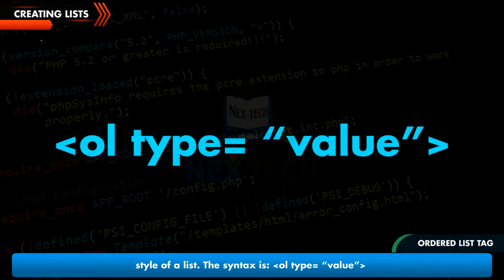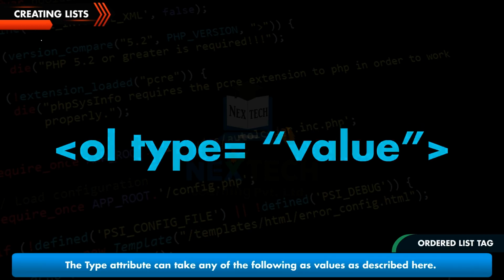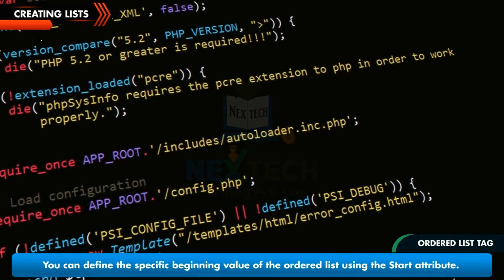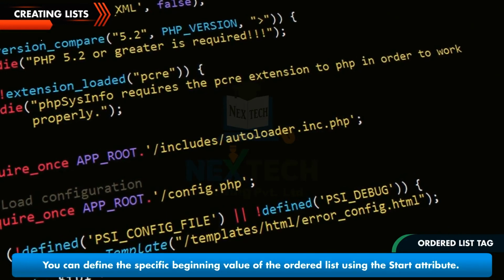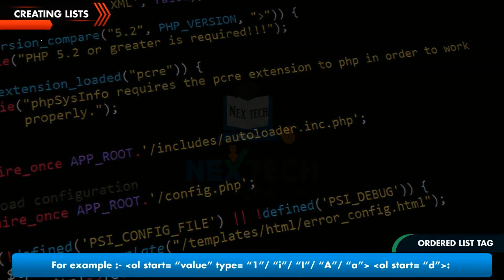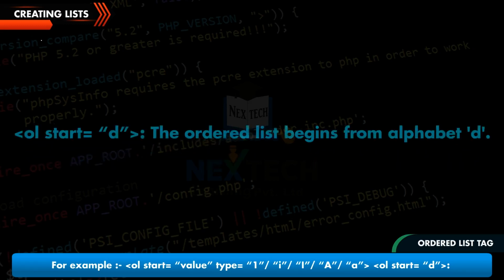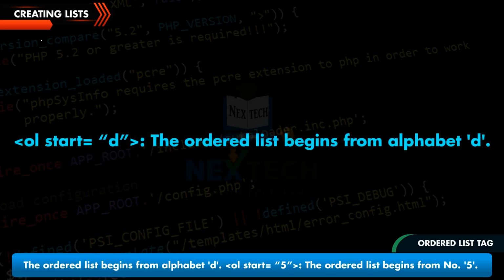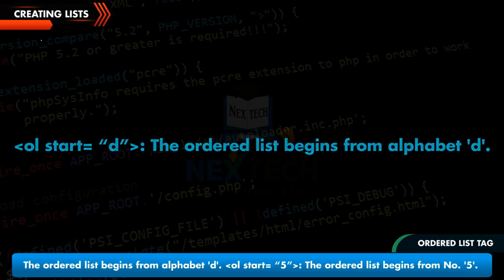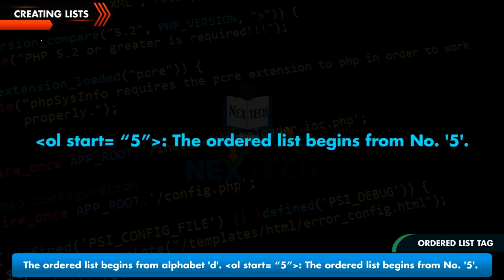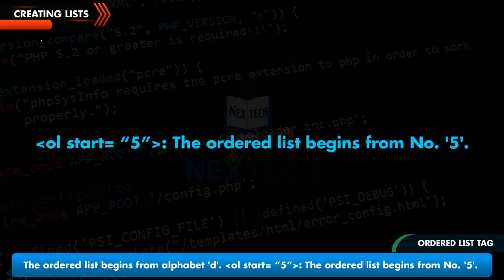The syntax is OL type equals to value. The type attribute can take any of the following as values as described here. You can define the specific beginning value of the ordered list using the start attribute. For example, OL start equals to value type 1, I, A, a. OL start equals to D: the ordered list begins from alphabet D. OL start equals to 5: the ordered list begins from number 5.